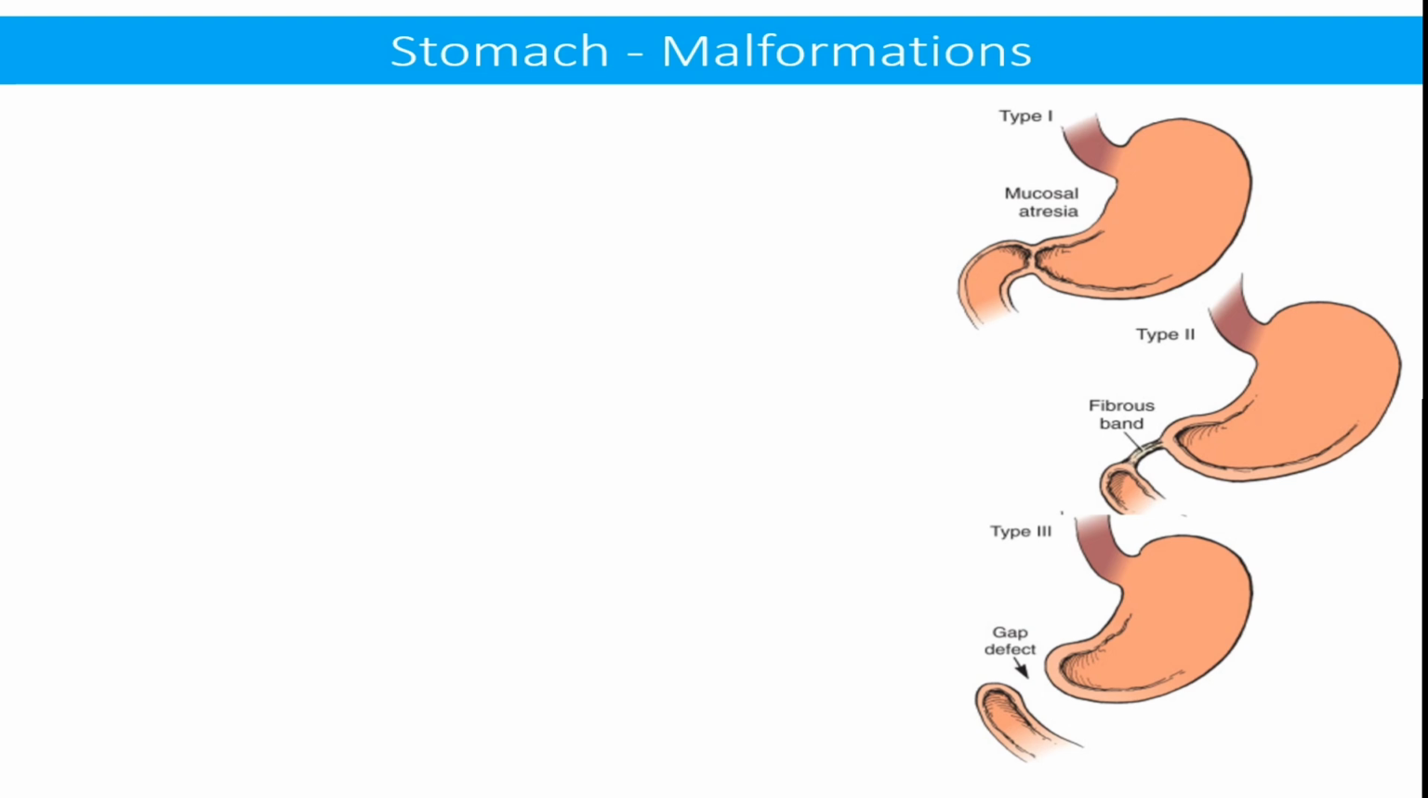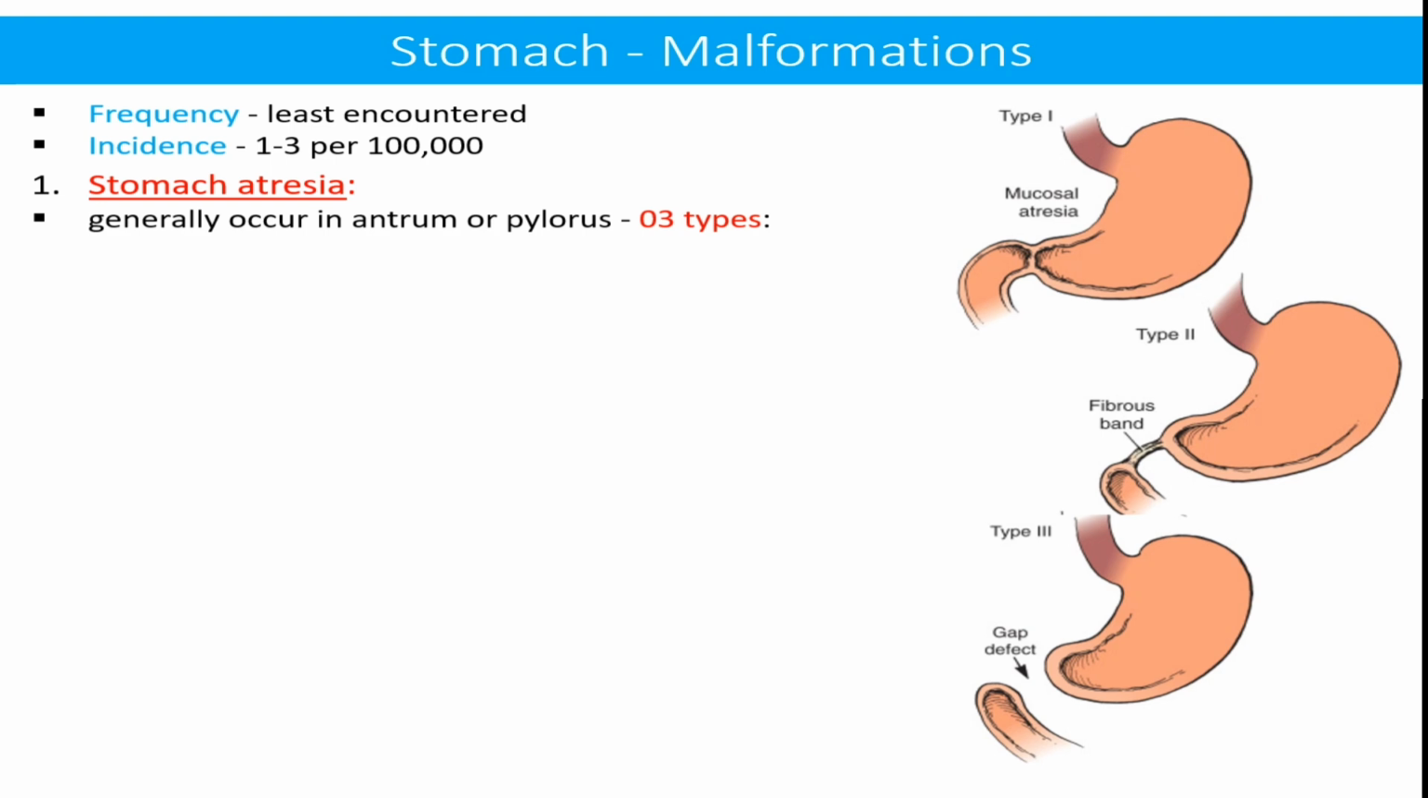We start with the stomach malformations. These malformations are least encountered as regard the GI tract and are seen 10 to 30 per 1 million newborns. There are three types: stomach atresia, stomach stenosis, and wall duplication or cyst. First, the stomach atresia.